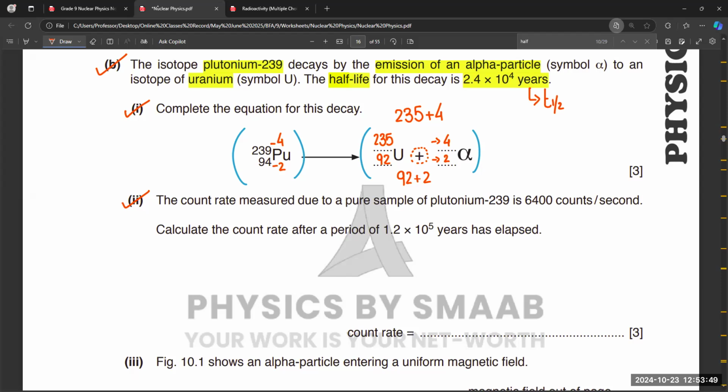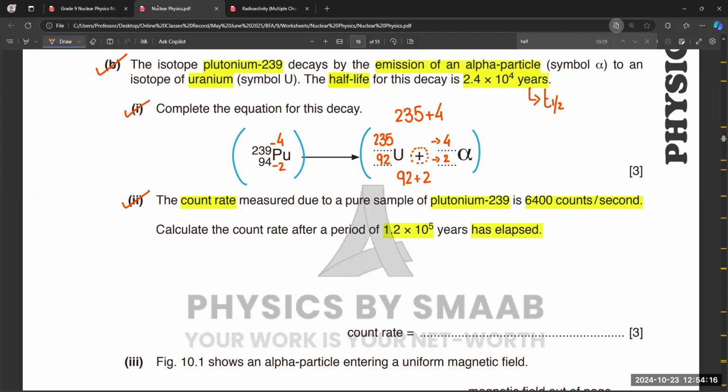So in the next part, we have the count rate measured due to a pure sample of plutonium is 6,400 counts per second. So this is the count rate measured for plutonium. Calculate the count rate after a period of this year has elapsed, right? Now, the previous part and this part are interconnected with each other.